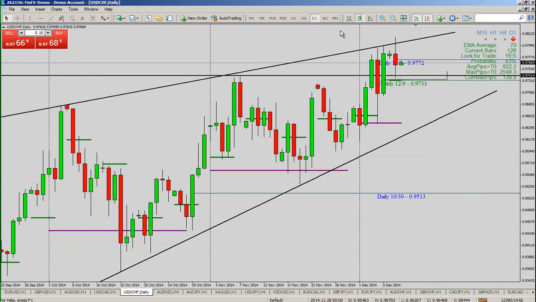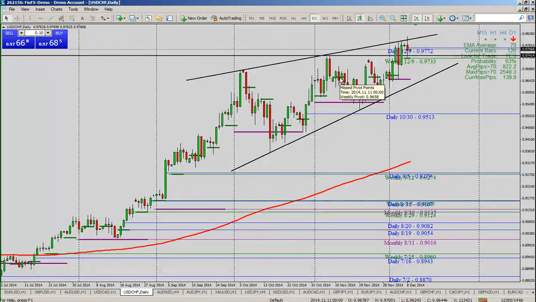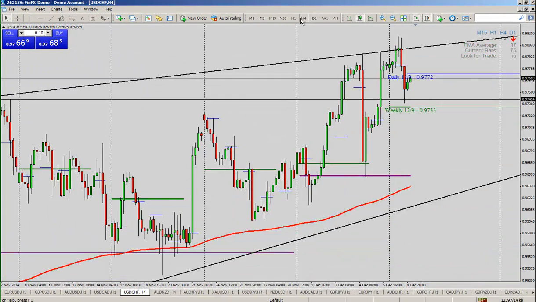But just keep this in mind. If you're long dollar Swiss franc, be very cautious. We're at the top of a fairly well-tested rising wedge, and if this makes a break, then it should be good to go. So we'll watch it closely, but I'm not in this one just yet.